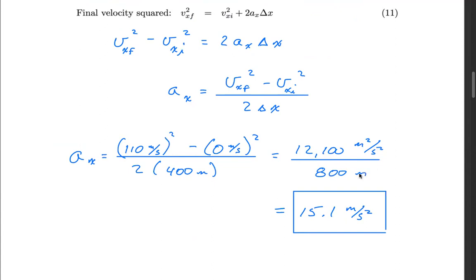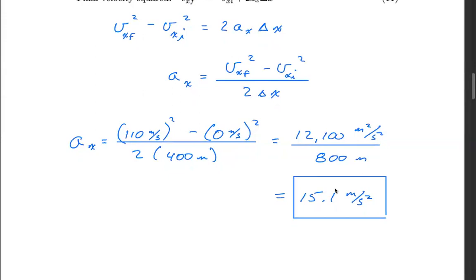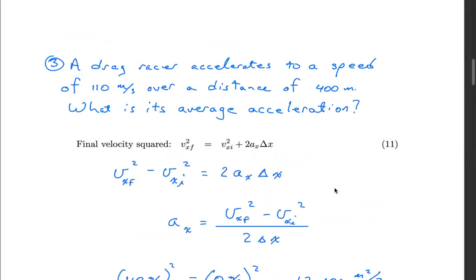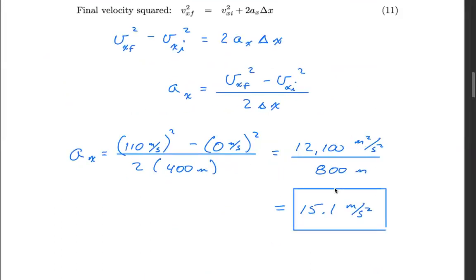Well, you'll see that this meter takes out the squared term, and we're going to end up with meters per second squared, which is good because that's what we want. It's an acceleration. And 12,100 divided by 800 is equal to 15.1 meters per second squared. That's the acceleration. That's the average acceleration of the drag racer over that distance.